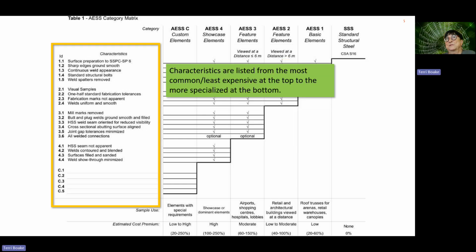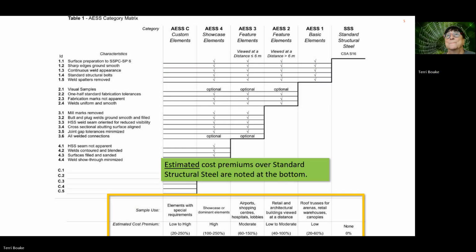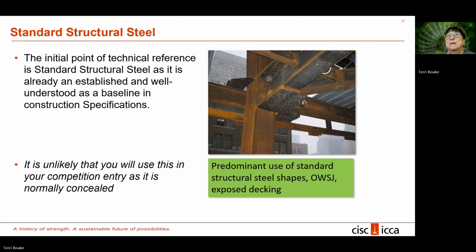The characteristics are listed from the most common, least expensive at the top to the more specialized at the bottom, and they are additive as we go through each of the AESS categories. Fabricators gave us some estimated cost premiums, and again, there's quite a huge range here, but it will depend on how many connections you have, what kind of members you're using, and this was basically to provide some sort of a ballpark figure. So standard structural steel is our starting point.